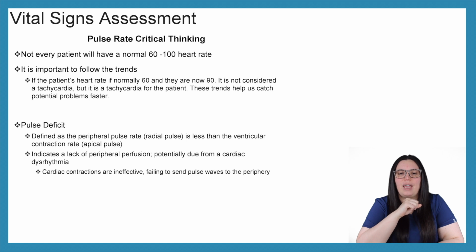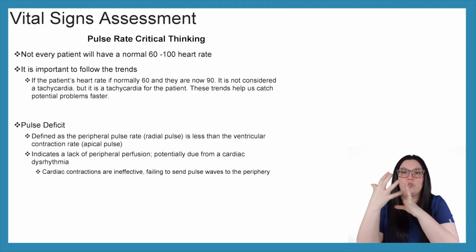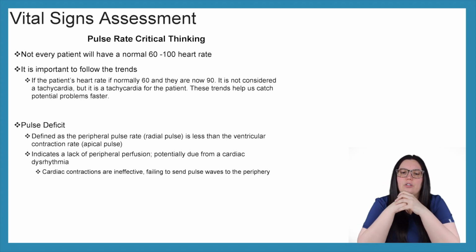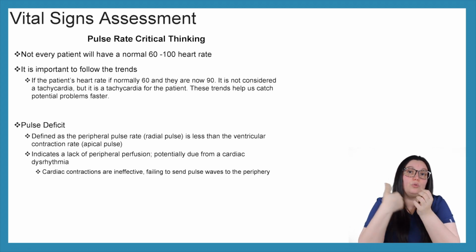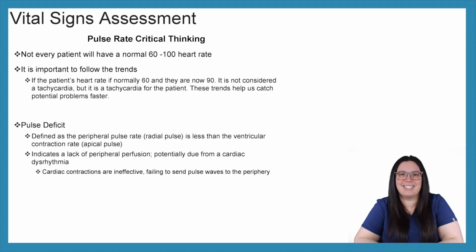So when you have a peripheral pulse rate, like a radial pulse, that's less than that ventricular contraction rate, which is your apical pulse, absolutely there's some kind of peripheral perfusion that's not taking place. So it's really important that you look at these two pulse rates together to make sure that they're equal to catch a potential problem that could inevitably manifest into something else.